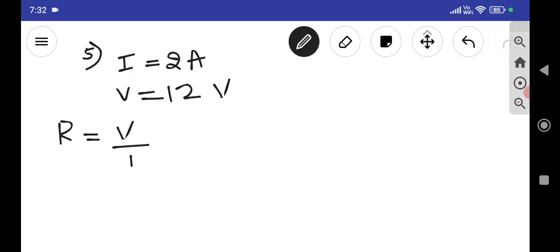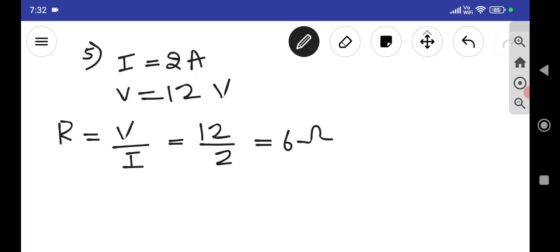Next, question number 5. So what is given here? They have mentioned I is 2 amperes. Voltage is 12 volts. You have to find out R. According to Ohm's law, we can take V by I. So 12 by 2, which is 6 ohms.